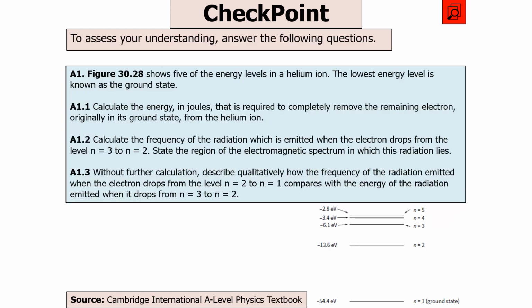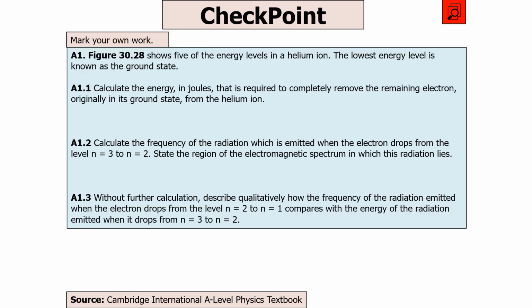The next question says, figure 30.28 shows 5 of the energy levels in a helium ion. The lowest energy level is known as the ground state. Firstly, calculate the energy in joules that's required to completely remove the remaining electron originally in its ground state from the helium ion. Then calculate the frequency of the radiation which is emitted when the electron drops from n equals 3 to n equals 2. State the region of the spectrum in which the radiation lies, and then without further calculation describe qualitatively how the frequency of radiation emitted when the electron drops from n equals 2 to 1 compares with that of the radiation emitted when it drops from 3 to 2. So pause the video now, then unpause the video when you want to go through your answer.